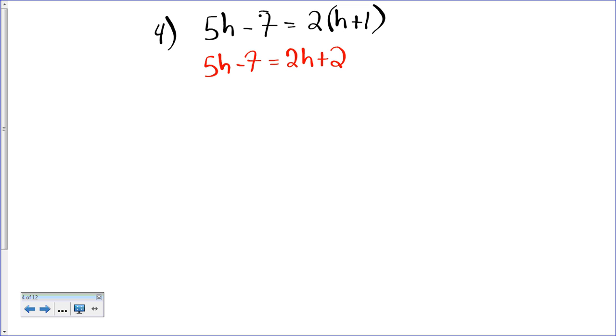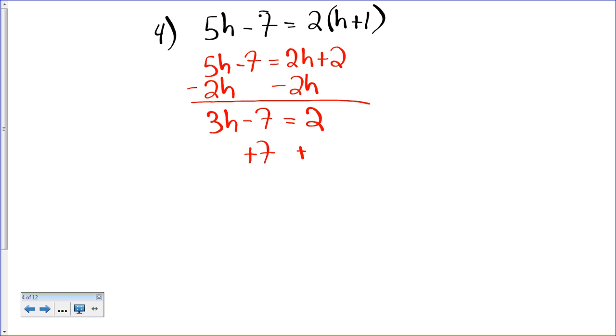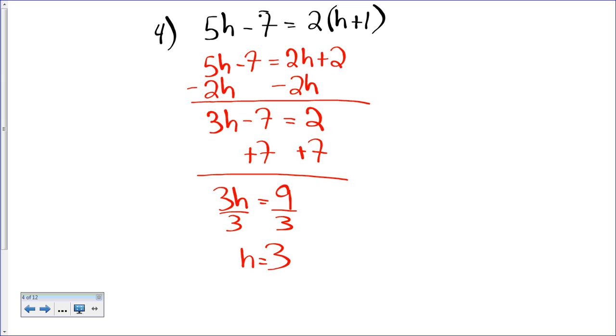So I'm going to get rid of my 2h, so I'm going to subtract 2h and subtract 2h. 5h minus 2h is 3h minus 7. That gives you 0 plus 2. Okay, so now all we have is a simple two-step equation. So we're going to add 7 to this side and add 7 to that side. We get 3h is equal to 9. Now we have a one-step equation. Divide by 3. H is equal to 3.